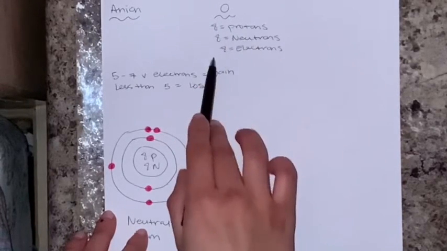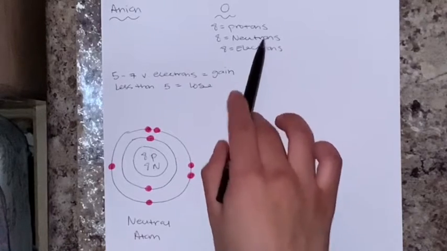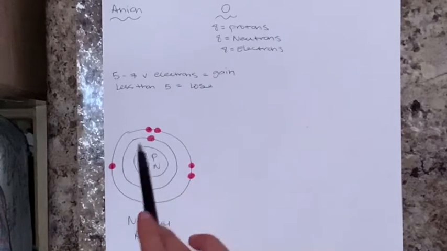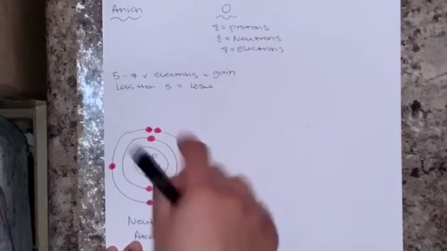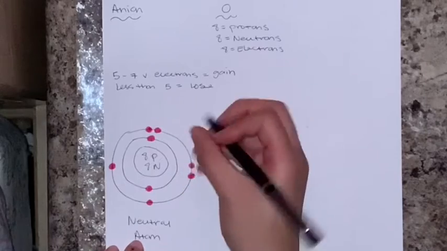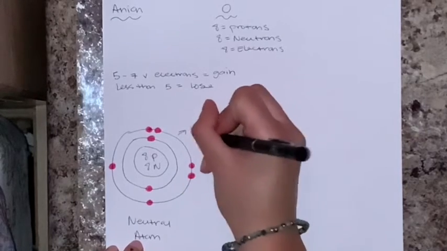And today we're looking at oxygen. Oxygen has 8 protons, 8 neutrons, and 8 electrons, and that is a neutral atom. And to the left, we have Bohr's orbital diagram for the neutral atom oxygen. And so we're going to be drawing oxygen's anion, but before that, we're going to be looking at oxygen's valence orbital.